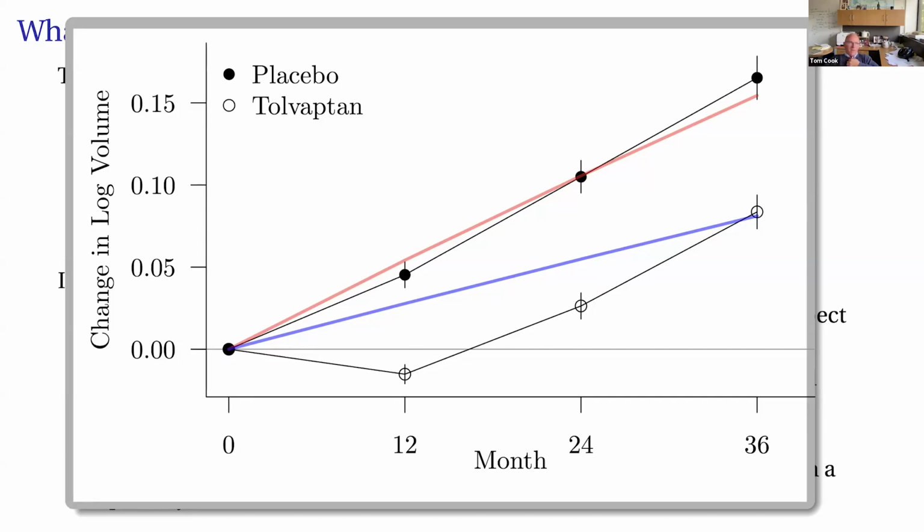So even though we can say, yeah, tolvaptan has a causal effect on reducing kidney volume, how much it reduces kidney volume isn't clear.